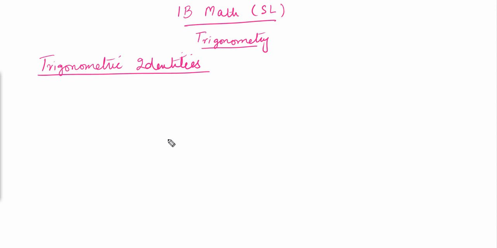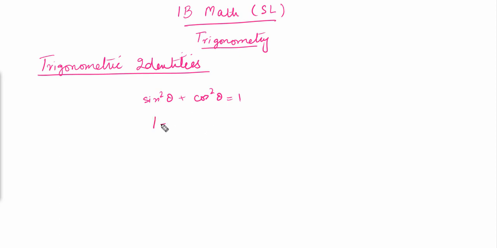Alright, so now we have to discuss the trigonometric identities. First of all, we'll discuss some basic trigonometric identities, and then we'll see the double angle identities. So in the basic trigonometric identities, we have sine square theta plus cos square theta equal to 1. This is the first basic trigonometric identity.